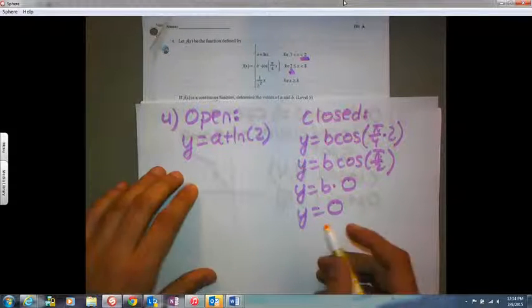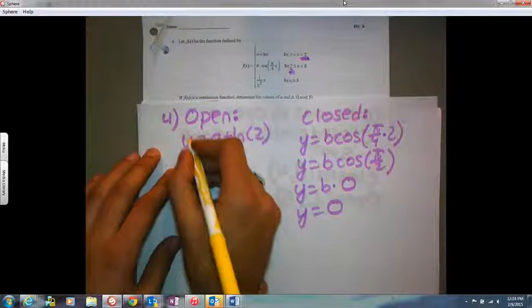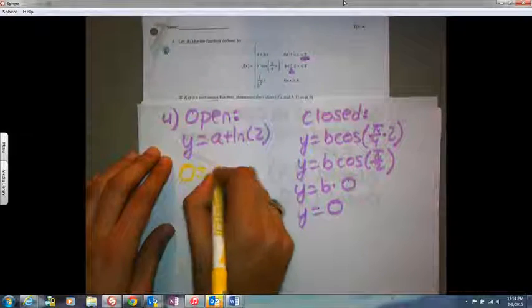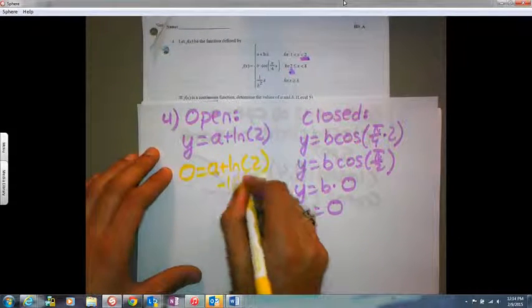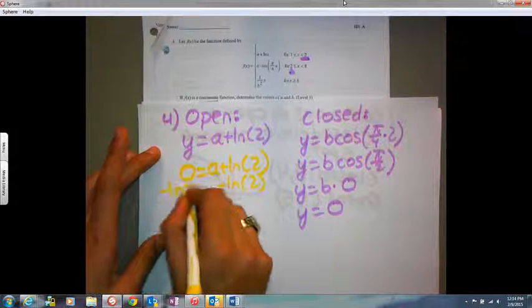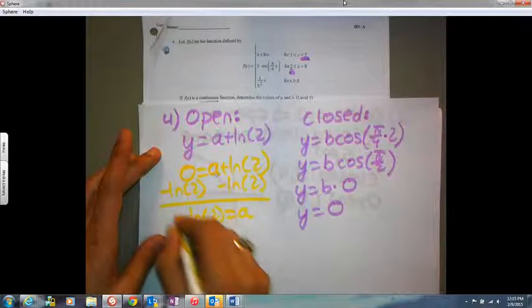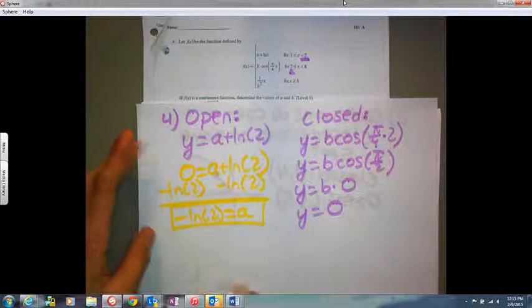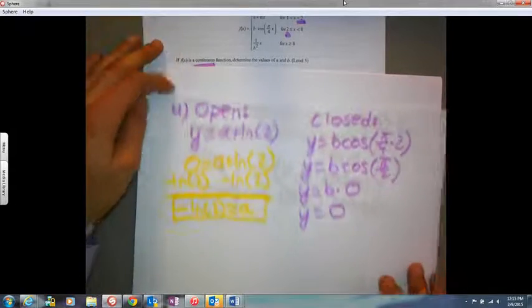So here, if the closed circle is at y equals 0, this open circle must also be at y equals 0. So now we just solve for a, minus natural log 2 on both sides. So we have negative natural log 2 equals a. So if negative natural log of 2 equals a, I can eliminate choices C and D.